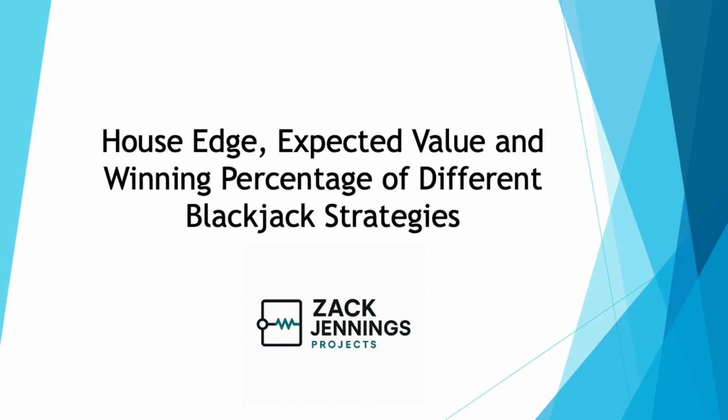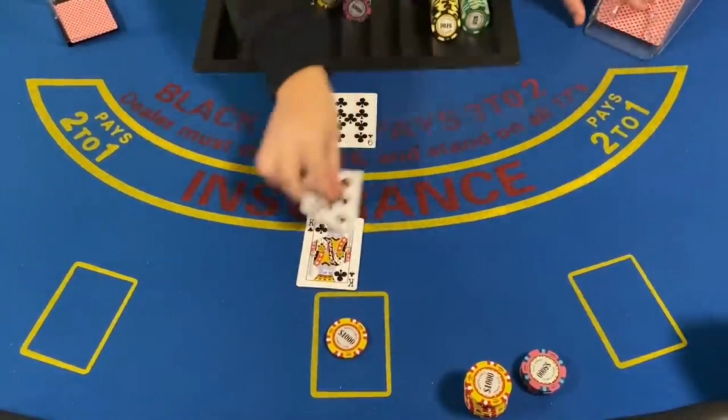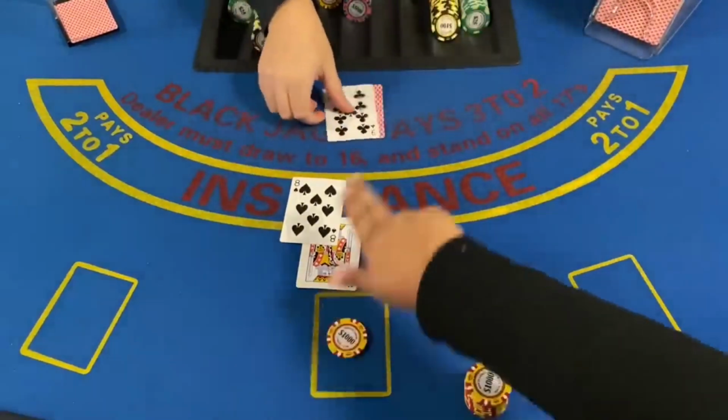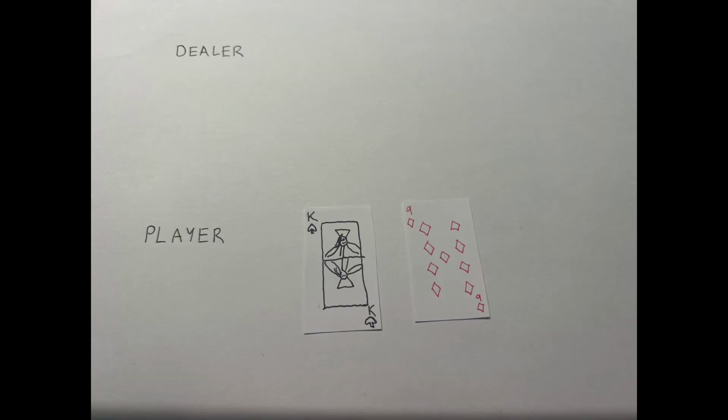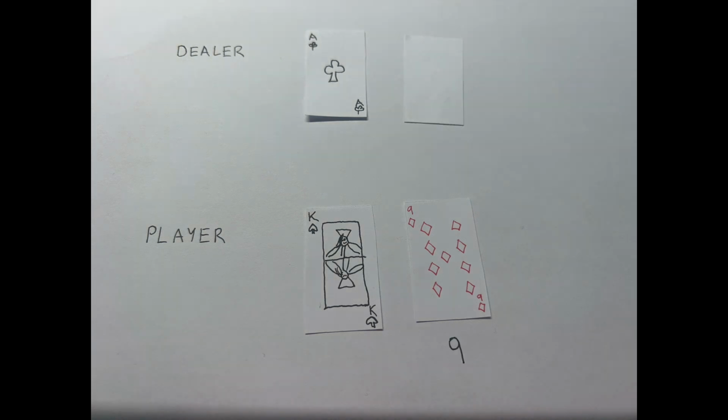Today I'm going to be exploring the house edge and theoretical winning percentage of different playing strategies in the popular card game Blackjack. Blackjack is a popular casino card game where the goal is to get your hand's total value as close to 21 as possible without going over it.